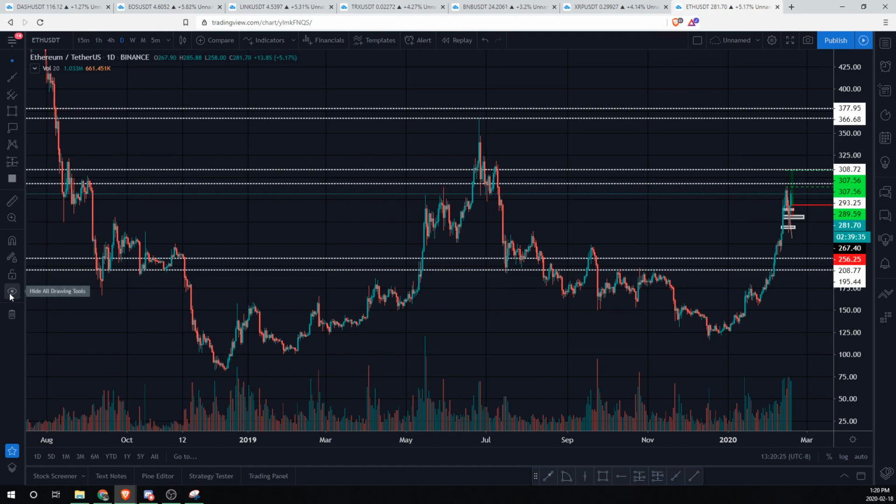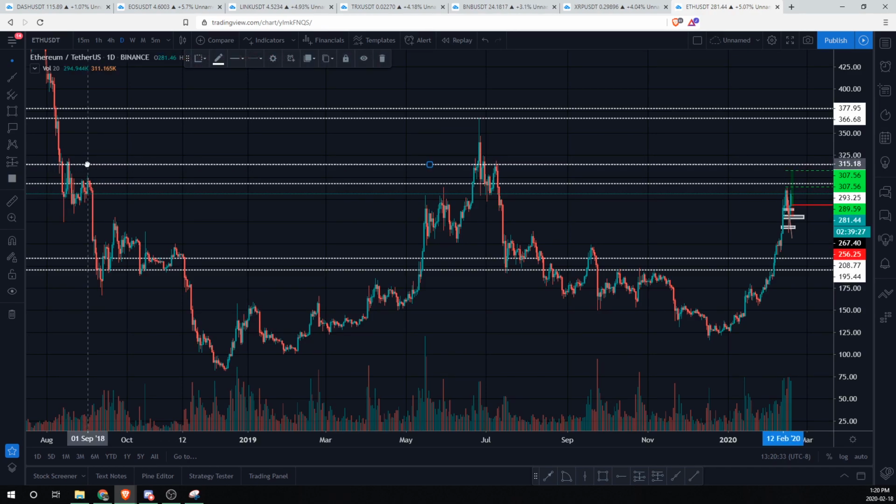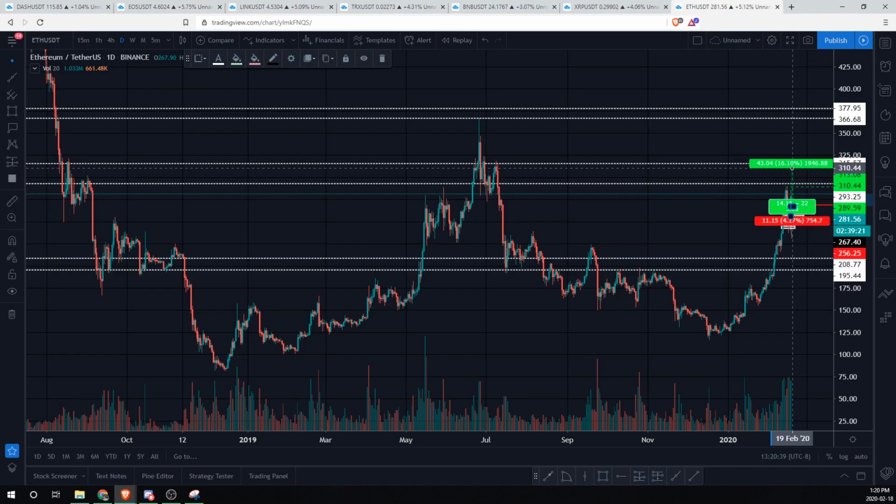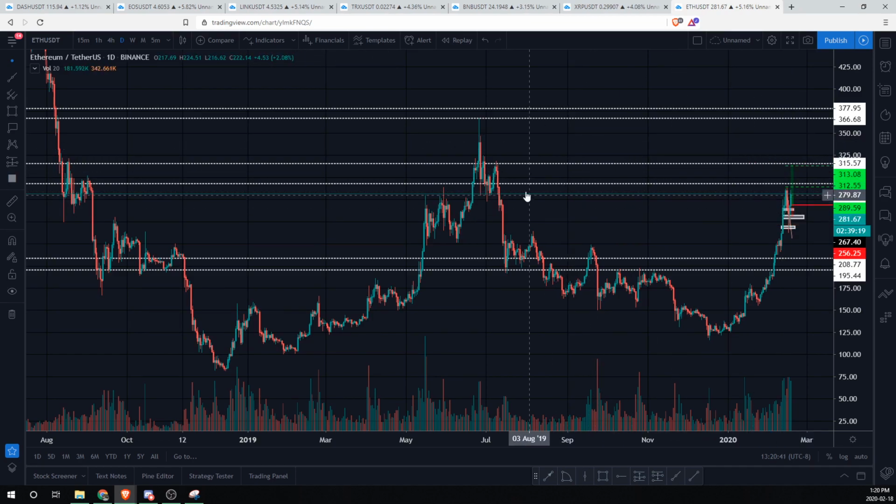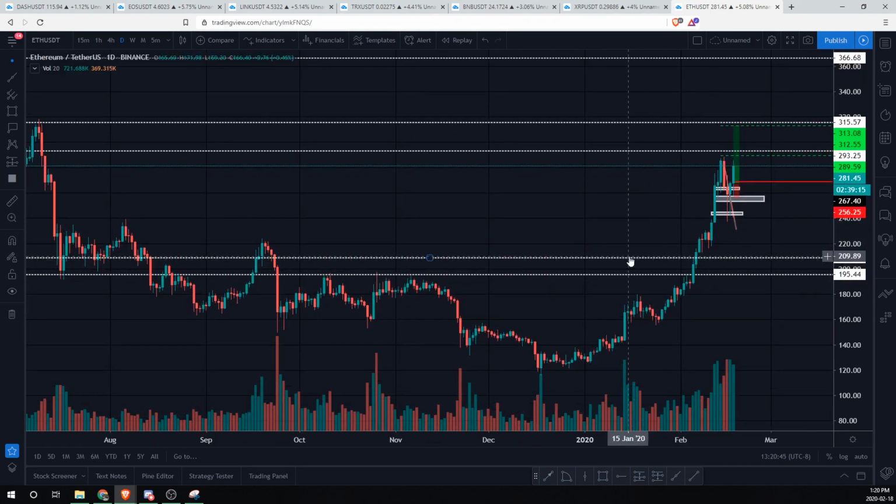So let's see if I have that in. 308. I'd say it's a little bit higher, actually, when you look at the larger time frames. So I'm going to put that there, and I might move my stop or my take profit a little bit higher to that point there. But overall, that's the trade that we're taking here.